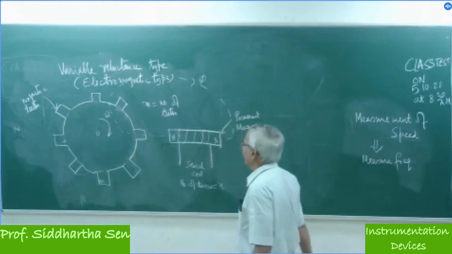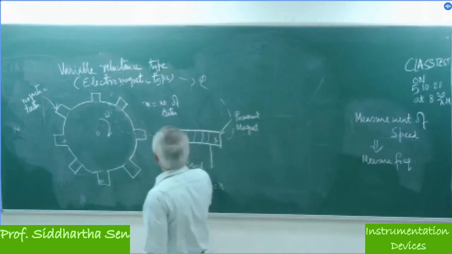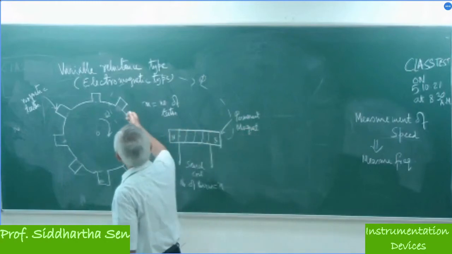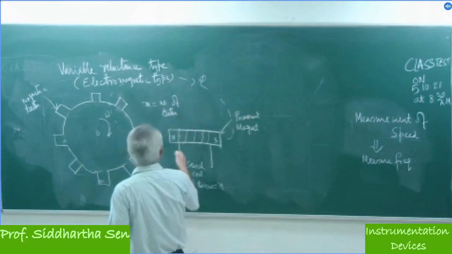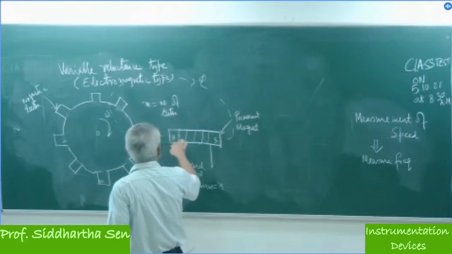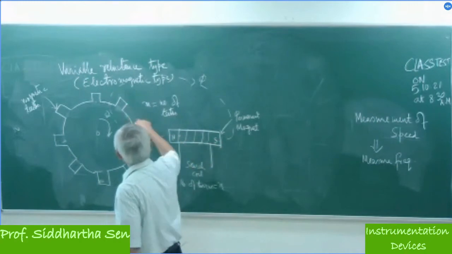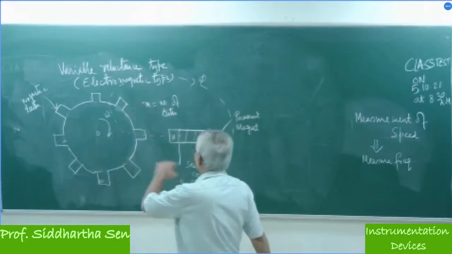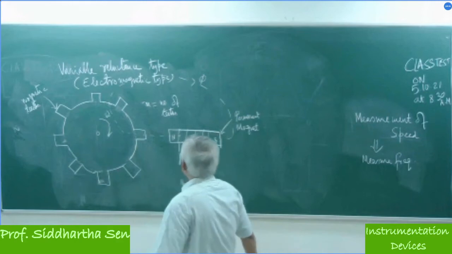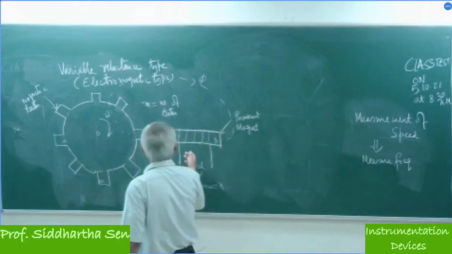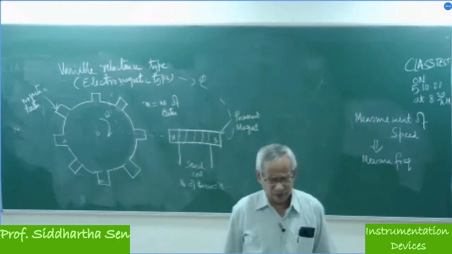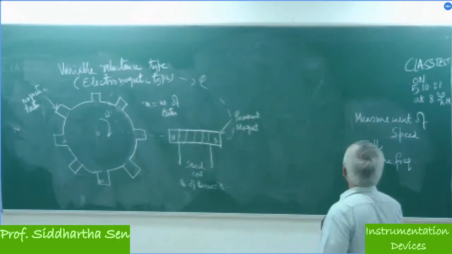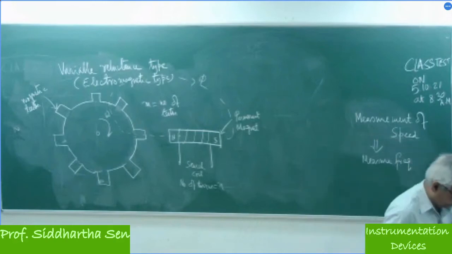There would be a change in flux as the wheel is rotated. There would be a change in flux linkage due to this permanent magnet as well as the rotation of the wheel. That is a change in reluctance. Due to that, some voltage would be induced in this search coil. Let us see what the voltage induced would be.